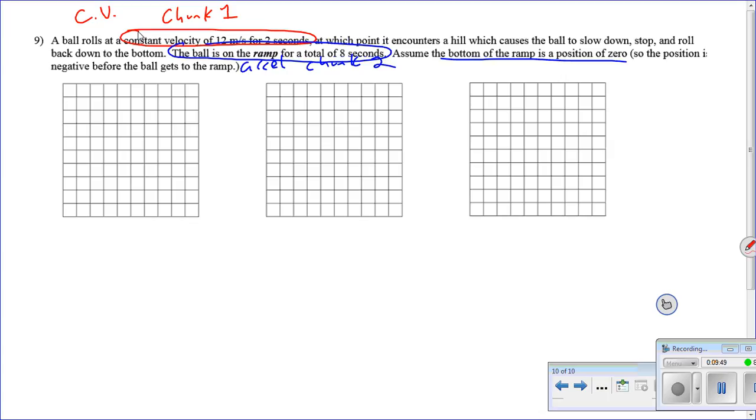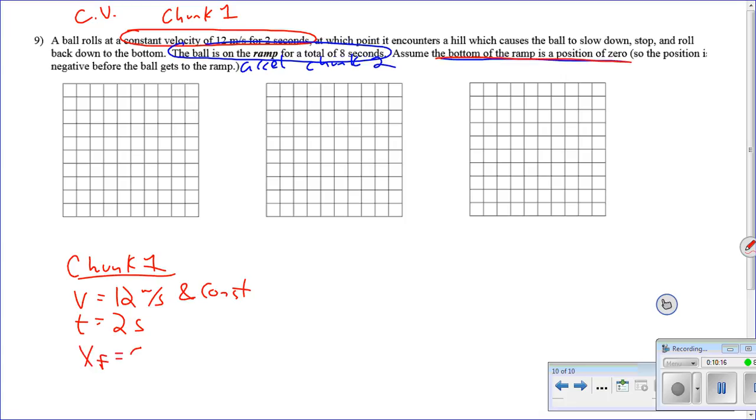Let's write down some stuff for chunk number 1. So for chunk 1, I know that my velocity is 12 meters a second, and it's constant. I know that this is going to happen for 2 seconds. And I know that at the end of these 2 seconds, I'm going to be at the bottom of the ramp. And remember, the bottom of the ramp is a position of 0. So I know at the end of those 2 seconds, my final position is 0. And since my velocity is constant, I know my acceleration is 0.